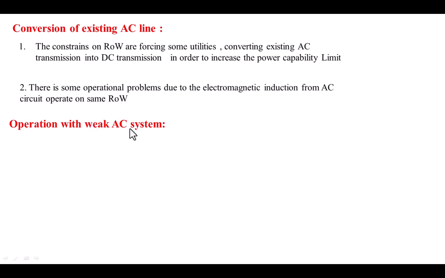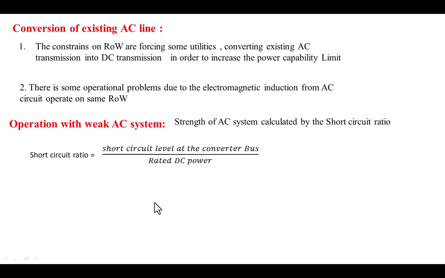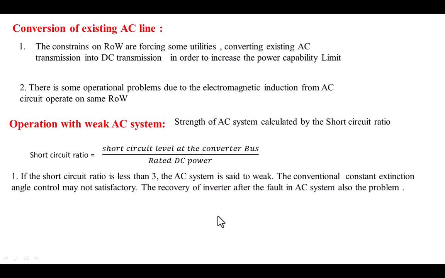What is meant by a weak AC system? The system strength is defined by means of the short circuit ratio. The short circuit ratio is defined as the short circuit current level at a converter bus divided by the rated DC power. This is nothing but the short circuit ratio. If the short circuit ratio is less than 3, it is a weak system. If it is more than 3, it is a good system.